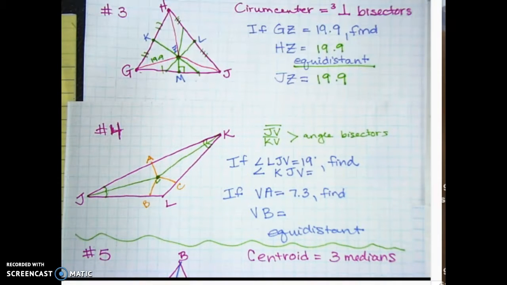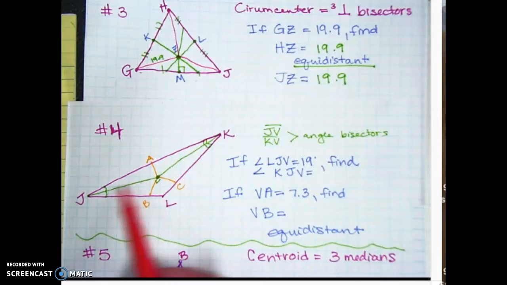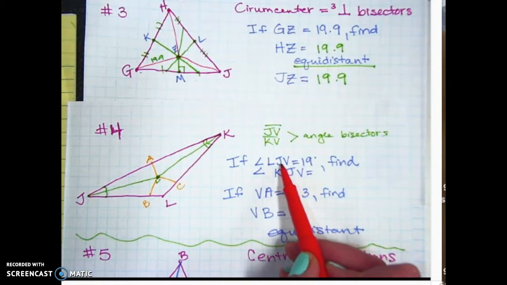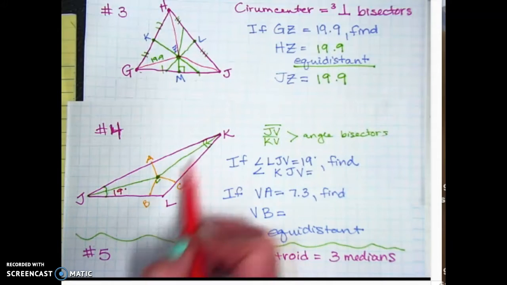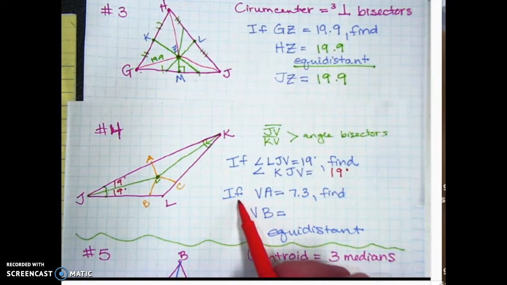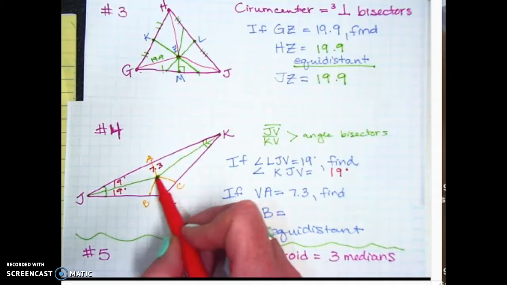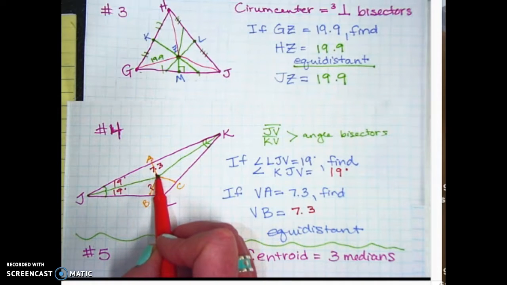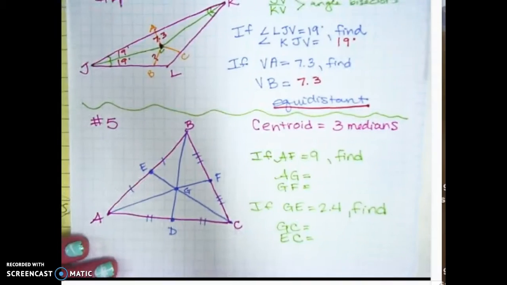So for example number 4, we've got some angle bisectors. Okay? So JV right here is the angle bisector of this angle, and KV is also an angle bisector. So if angle LJV, here's L, here's J, here's V, if that's 19 degrees, then KJV, this one right next to it, is also going to be 19 degrees. Okay? If VA, so from here to here, is 7.3, then what is VB going to be? That one is also going to be 7.3 because all of those lines from the in-center to the side are all equidistant.